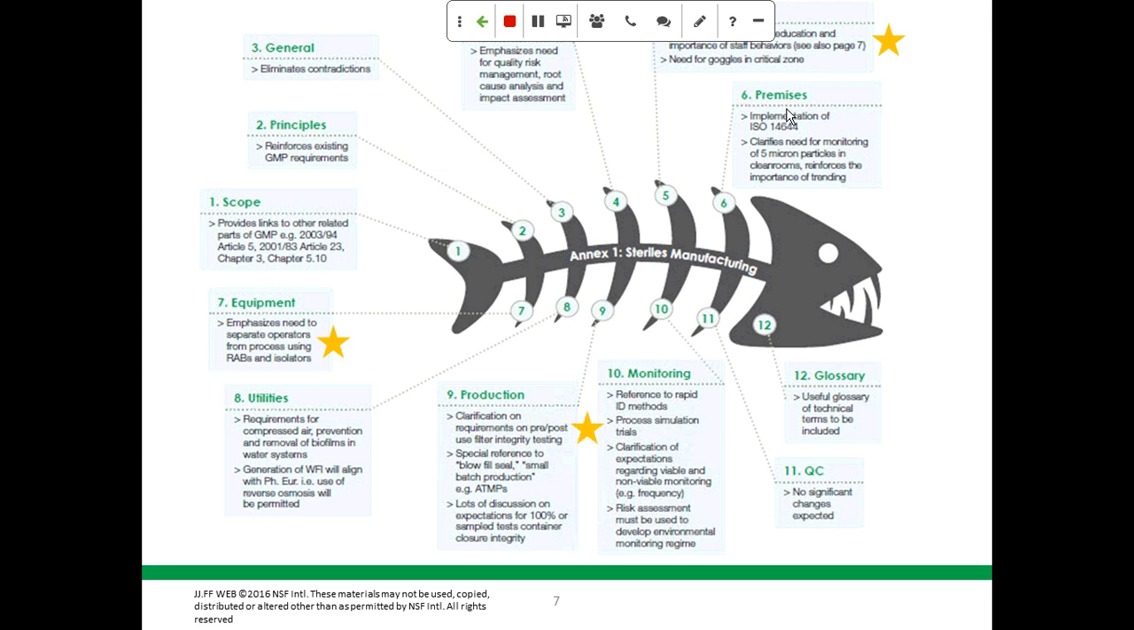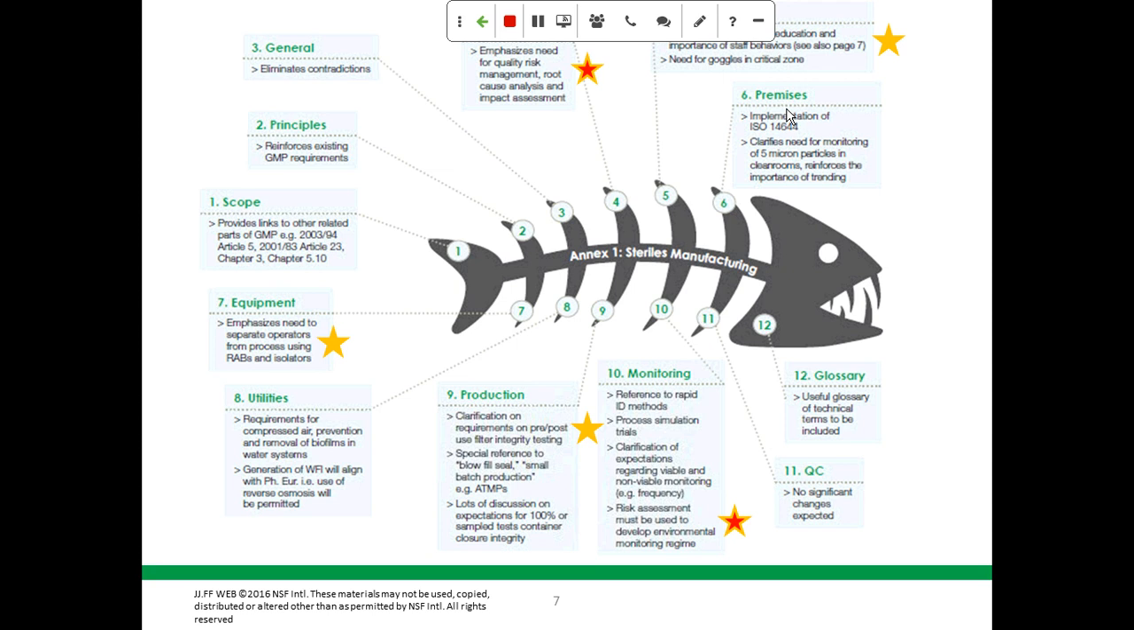It also sought to make some clarification on the requirements for pre- and post-use filter integrity testing, so-called PUPSIT, pre-use post-sterilization integrity testing. And the indications are that the new Annex 1 will still require this as an EU CGMP expectation, that there will be a mandatory need for pre- and post-use integrity testing. There's still some discussion about this, there's still some input from industry required, but this is the current thinking from the agencies in Europe.